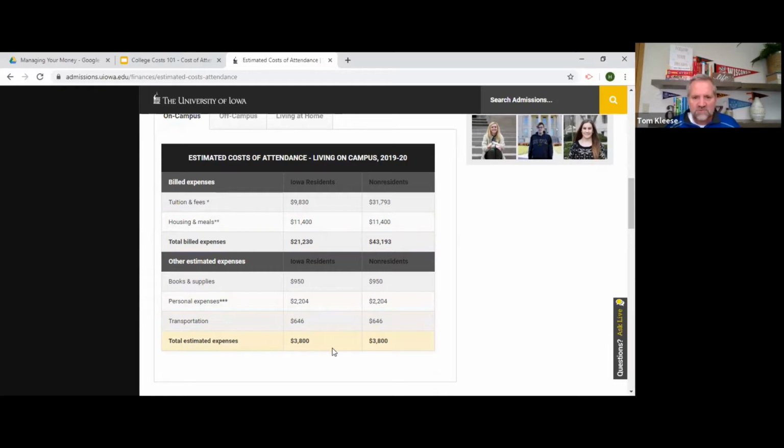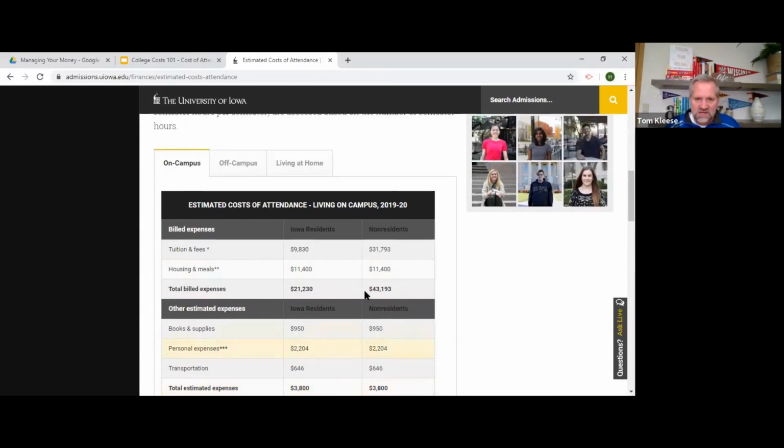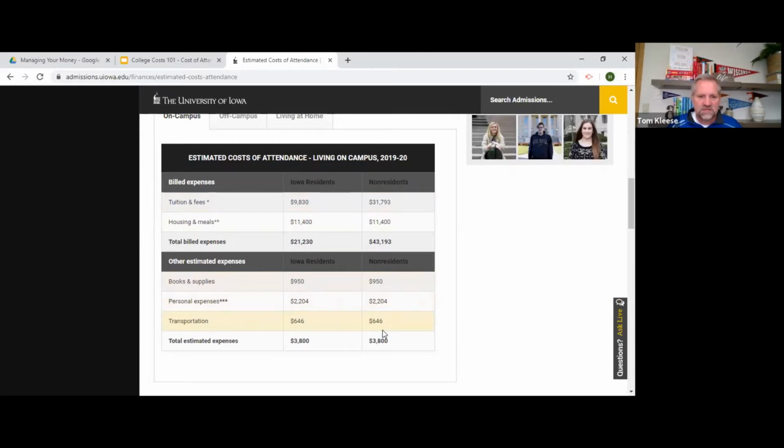Okay. And then if we go over here to the non-residents, you can see going to the University of Iowa, if I'm paying full price from out of state and my state doesn't have any kind of agreement with the University of Iowa or the state of Iowa, I'm going to be paying about $32,000 in tuition and fees. And that's higher than that. Do you remember what that estimate was? The national average? That's right, $26,000 for out-of-state public universities. So this is about $6,000 higher than that. Housing is going to be the same, and they use just the same numbers here.